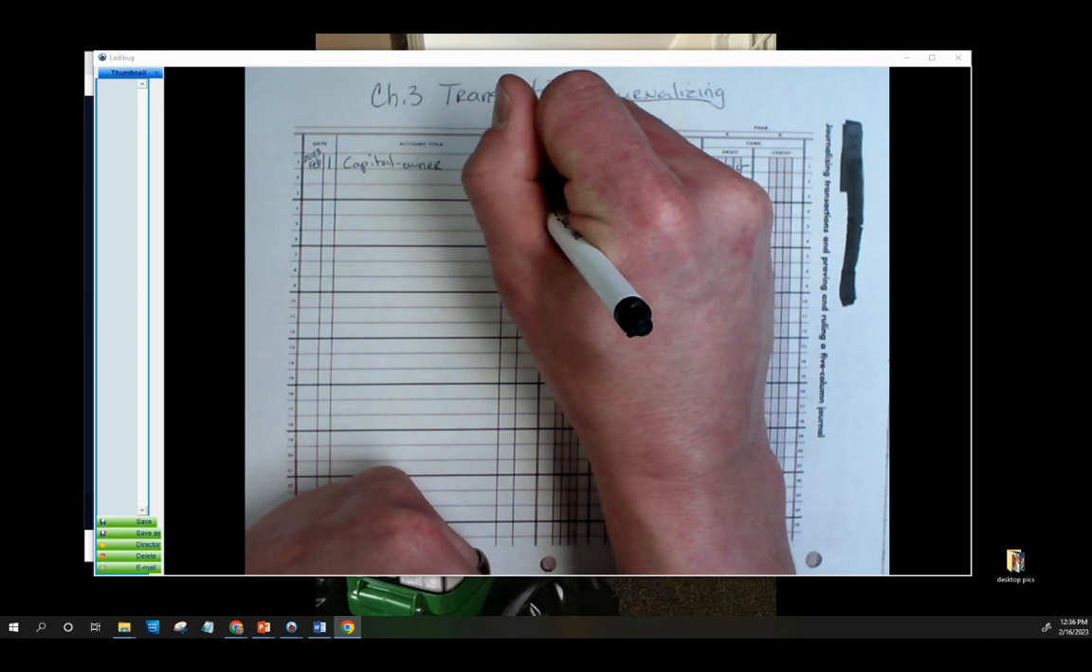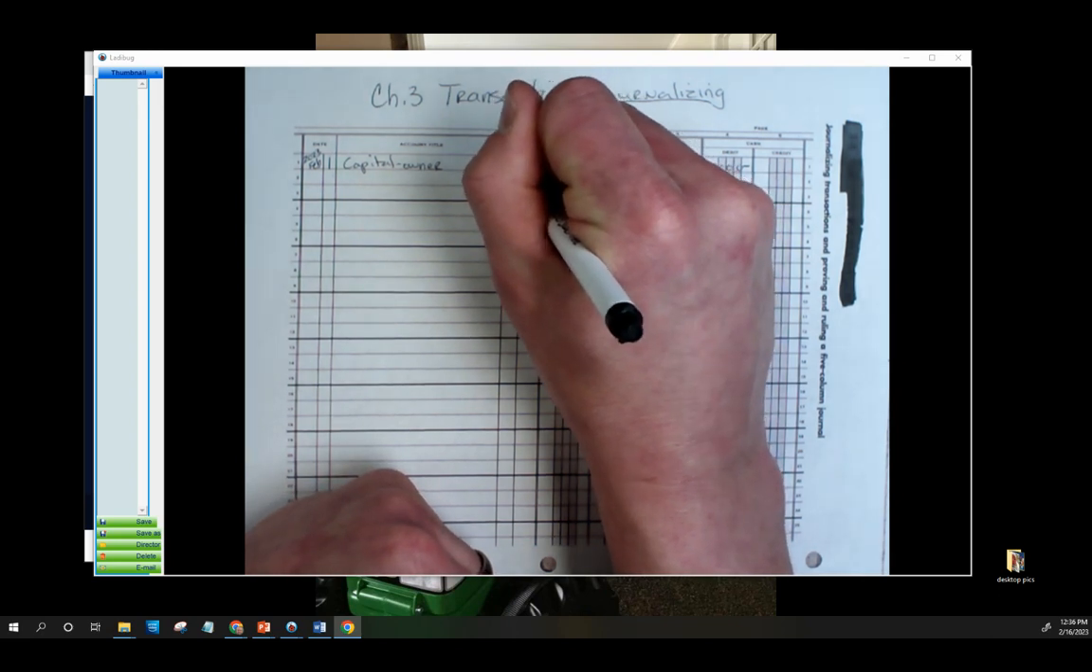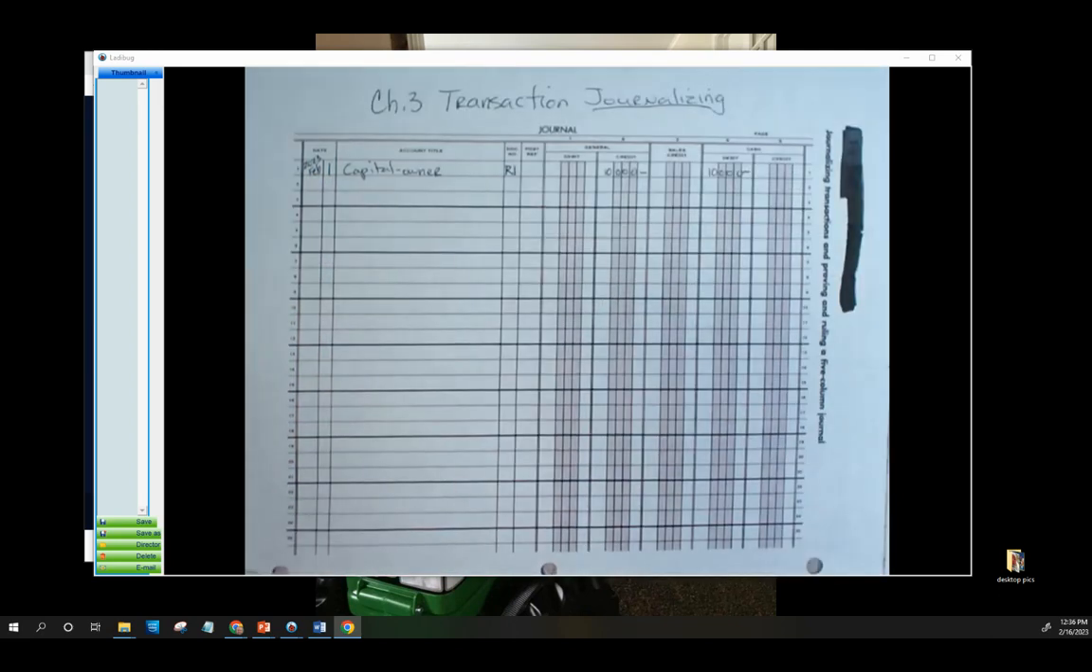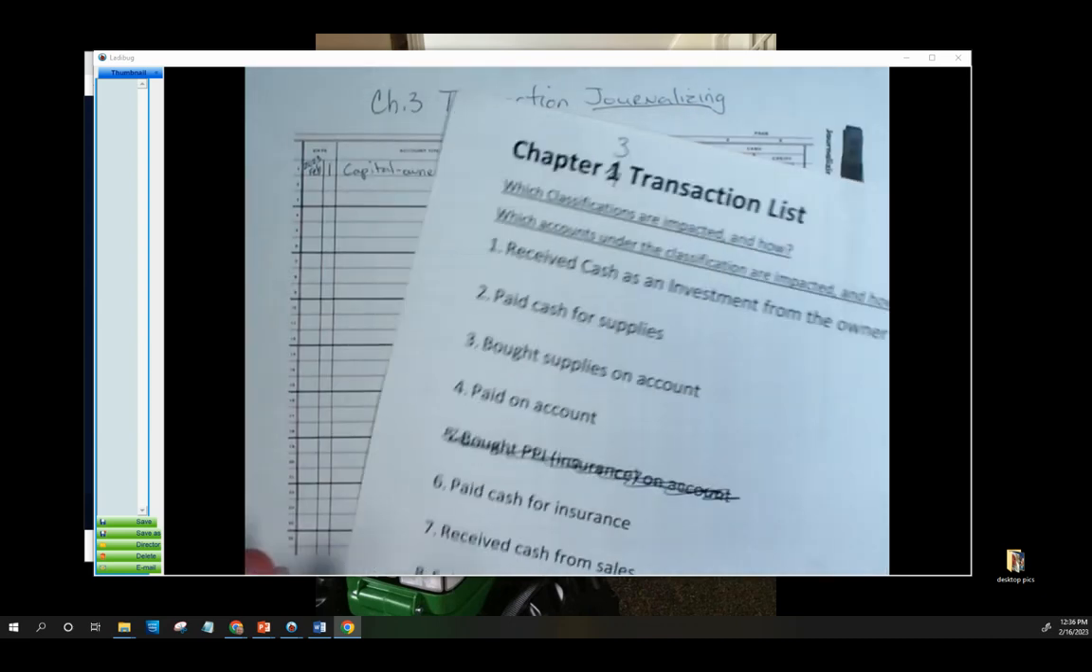This is receiving cash for something other than a sale, so this would be a receipt. So it would be R1. Okay, so that's the first one.